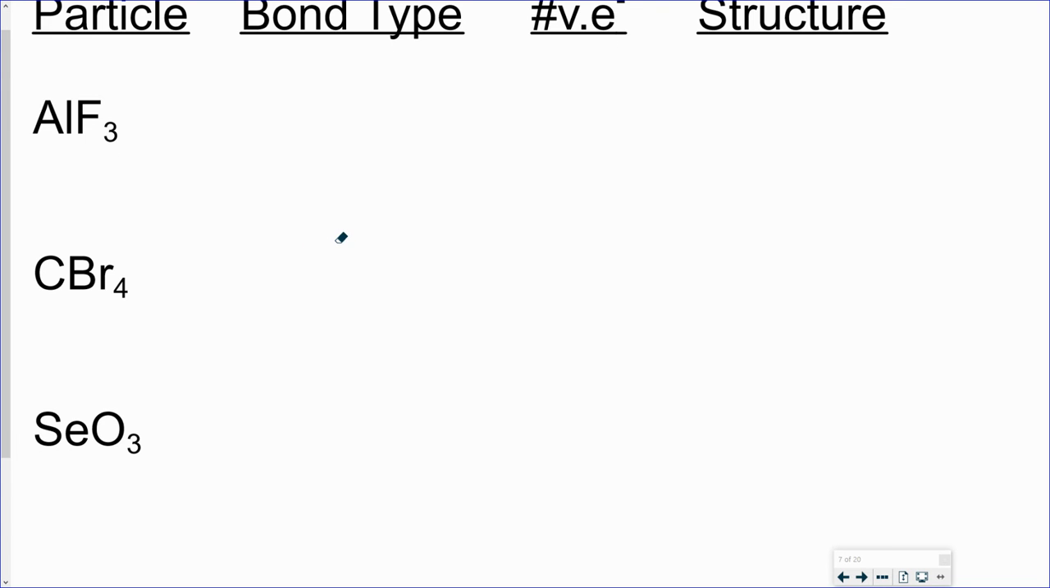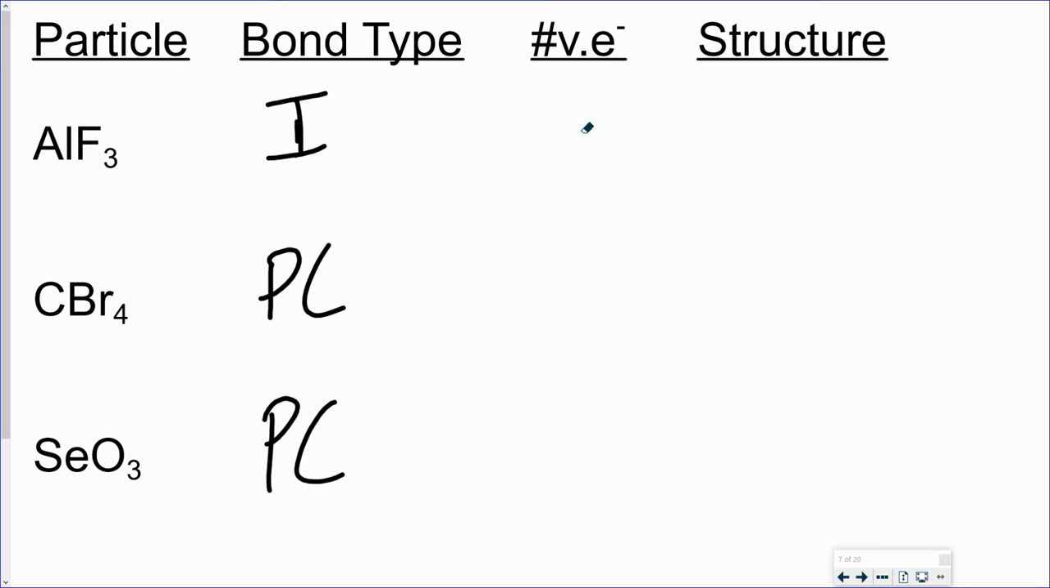So looking at the first one, aluminum is a metal, therefore it is ionic. Carbon is a nonmetal. Bromine is also a nonmetal. The difference is 0.3. 0.3 makes this polar covalent. Se and O are both nonmetals. The difference on that one is 1.1, making it also polar covalent. Phosphorus and oxygen, again, 2 nonmetals. The difference is over 0.3, making it polar covalent.